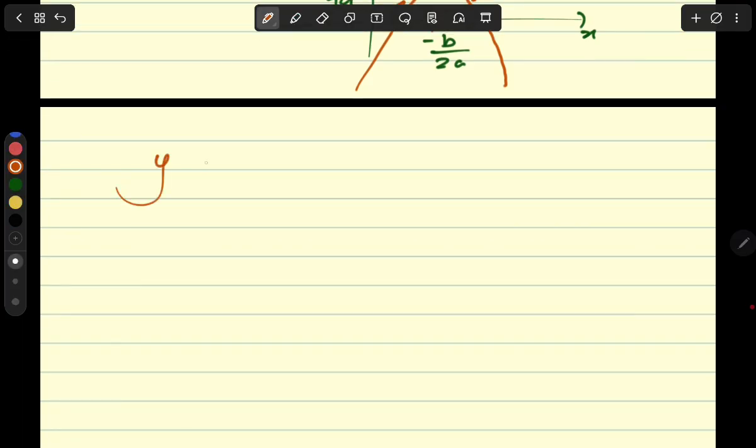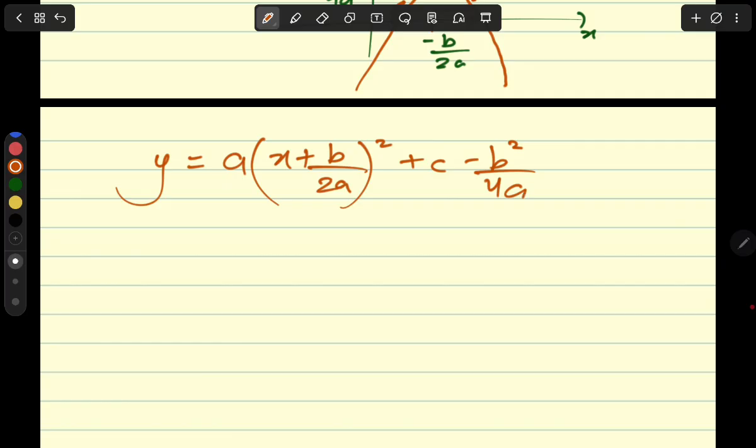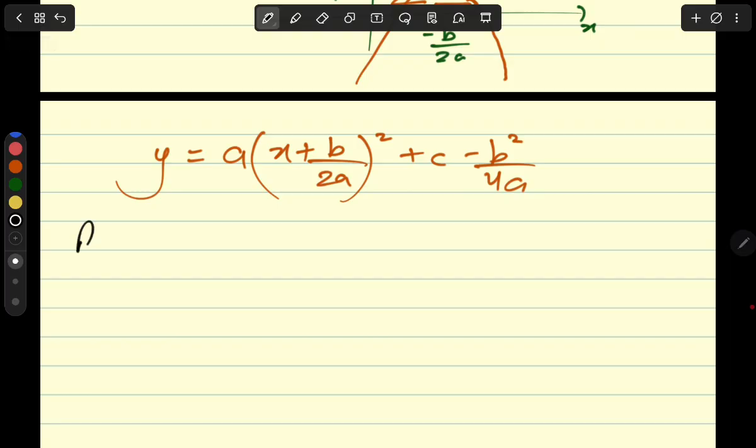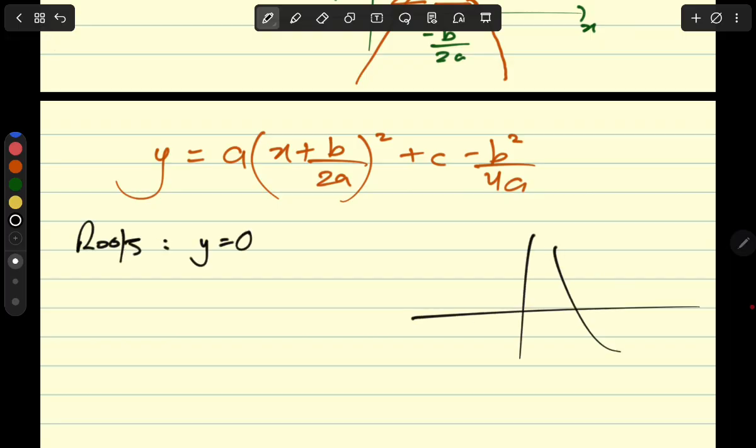Now, we were at this point that y equals a times x plus b upon 2a whole square plus c minus b squared upon 4a. Now, what we can do here is, in order to find the roots, we have to put y equals 0, because we want to find out where the graph cuts the x-axis, right? So these are roots. This is root 1, this is root 2. So this occurs at the line y equals 0, right? At the x-axis, and this is the y-axis.